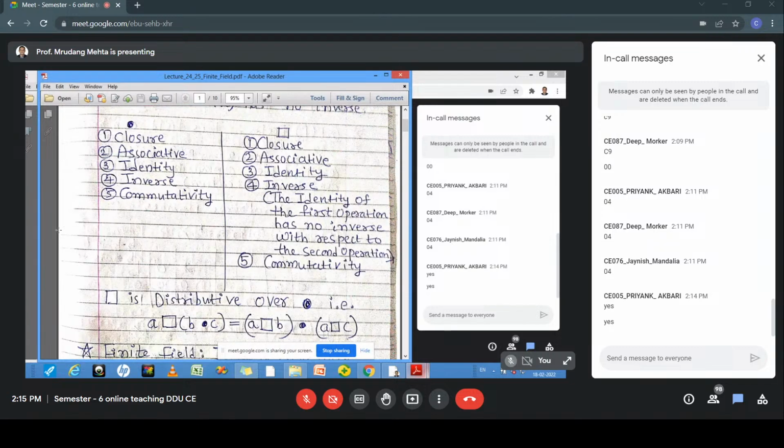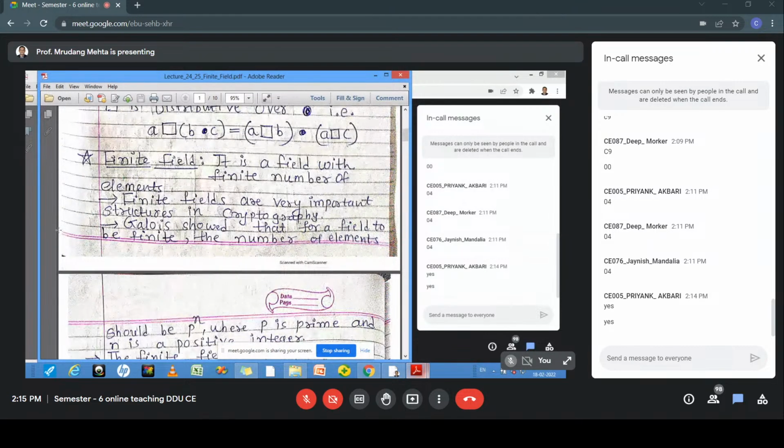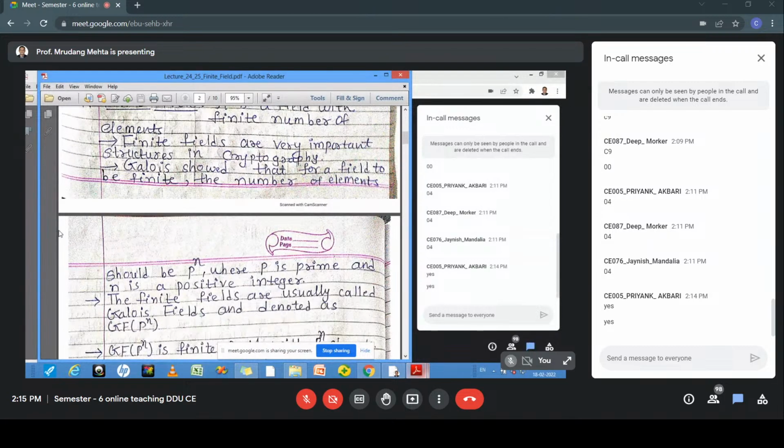Okay. So after explaining the definition of a field, now I will discuss finite fields. A finite field is a field with a finite number of elements. Finite fields are a very important structure in cryptography, and Galois showed that for a field to be finite, the number of elements should be p raised to n, where p is prime and n is a positive integer.